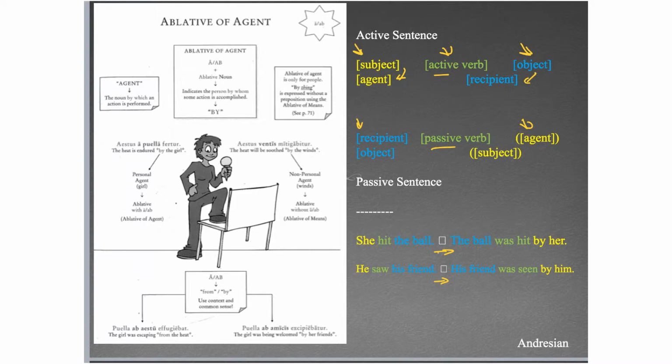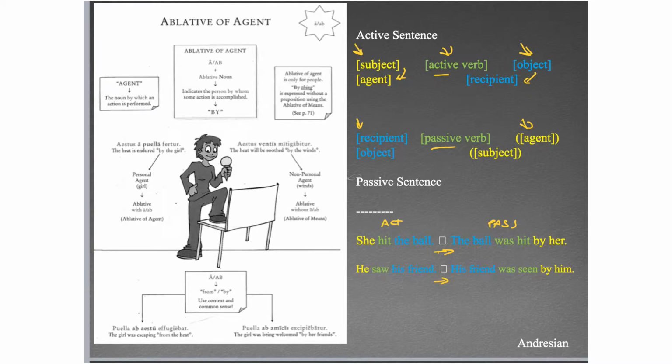And again, if you match up the colors, the yellow is the agent. So it's active here, and of course it's the subject, and it's passive here, and it's the ablative of agent. And we'll talk about that in Latin in a sec. But again, the agent in yellow: she in the active sentence, and by her in the passive sentence; he in the active sentence, and by him in the passive sentence.